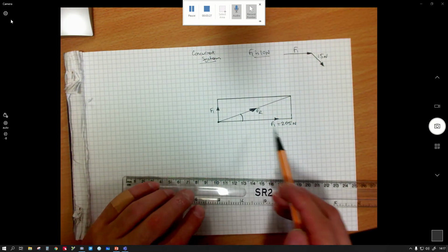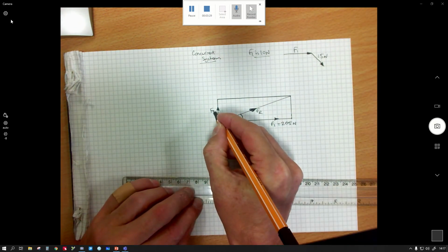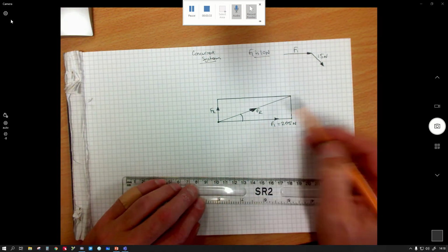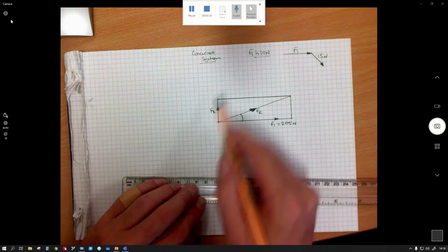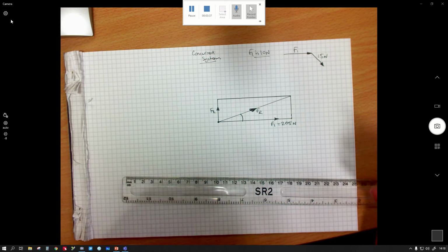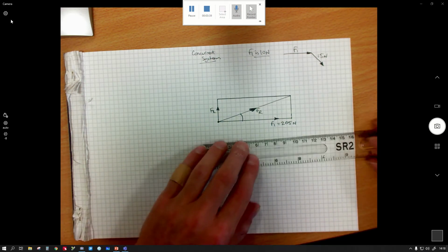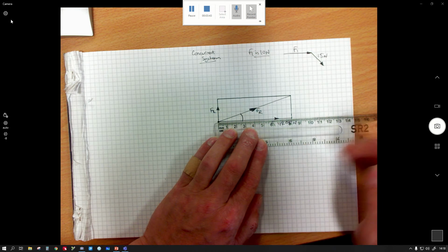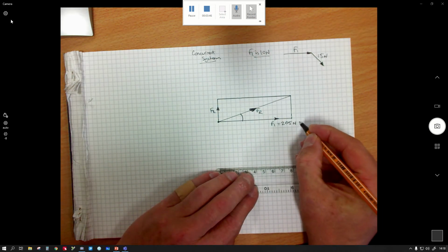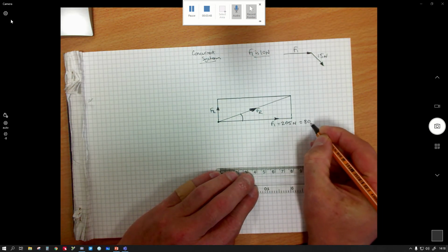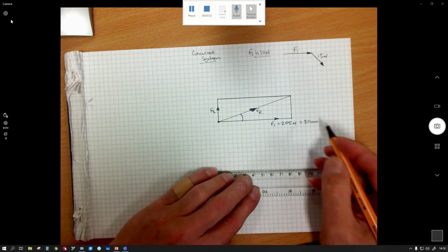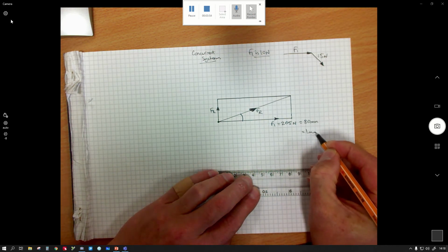So we've got F1 and F2. I've realised I've just called both of them F1. F1 and F2 acting on a body that results in that movement there. We've got enough information to identify the size of that just by using lengths. The length of F1 is known. So what's that? 80mm. So what we want is a newtons per millimetre value. How many newtons equals 1 millimetre?